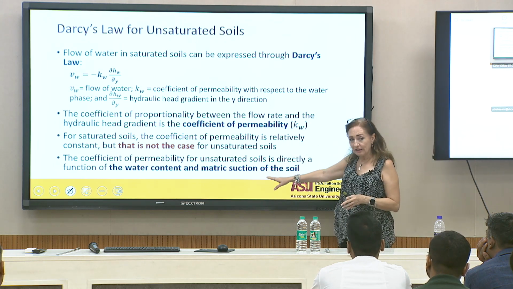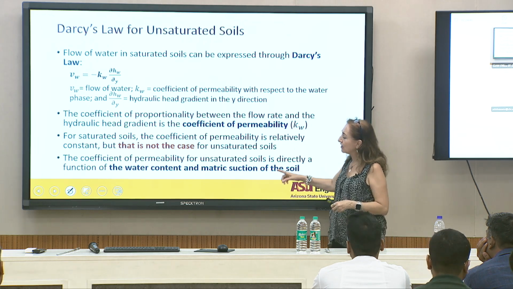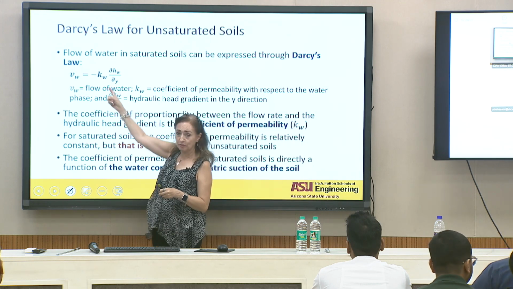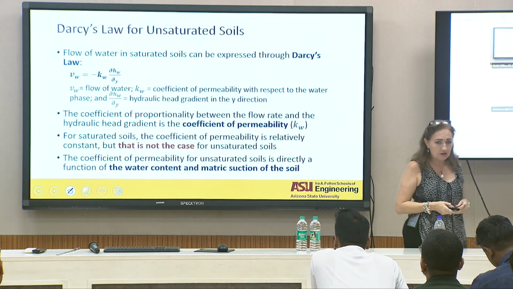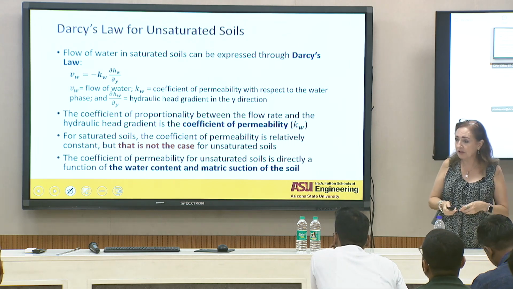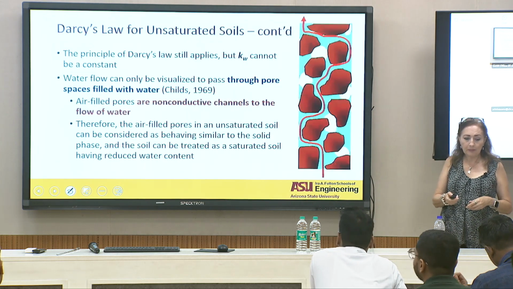But that's not the case for unsaturated soils. For unsaturated soils, that coefficient has to be a variable, and you saw that this morning, of your suction value, right? It should be a function of your suction value.